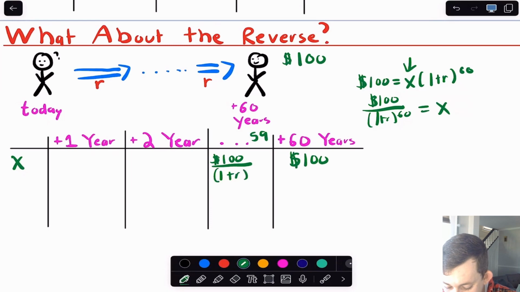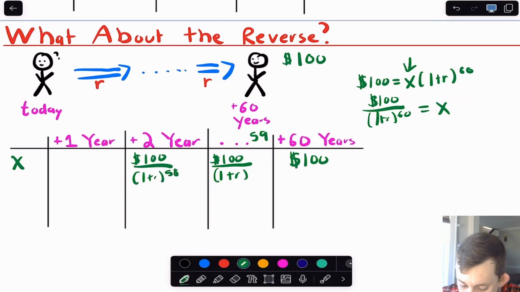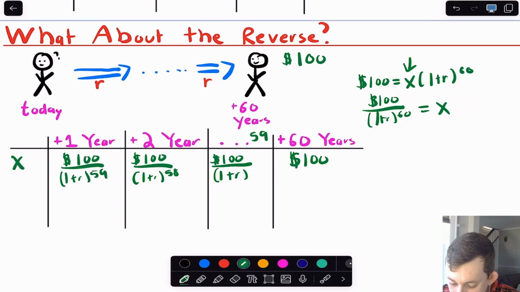Because that would tell you that when you multiply this by 1 plus R to go to 60, the 1 plus R's will cancel and you'll just have $100. So that means that at 58 years you're going to need 100 over 1 plus R squared, which means that at 2 years you're going to need $100 over 1 plus R to the 58, because you have 58 years remaining until you get to 60 years. Which means that at 1 year, you need 100 over 1 plus R to the 59, which means that at time 0, you need 100 over 1 plus R to the 60.